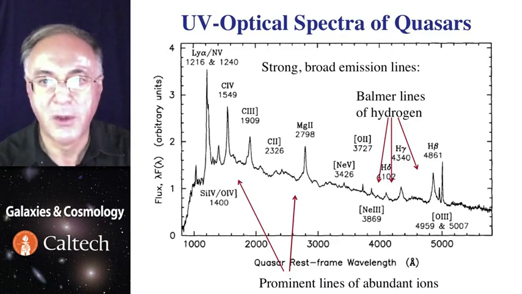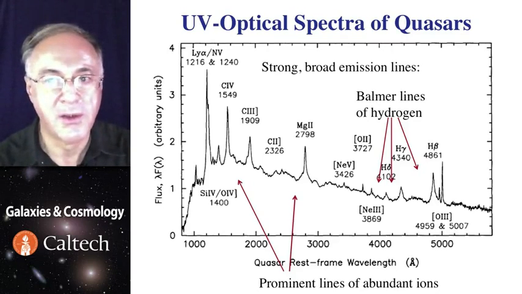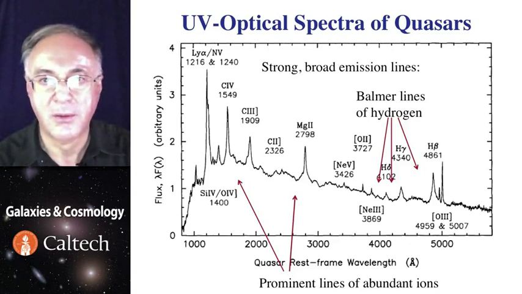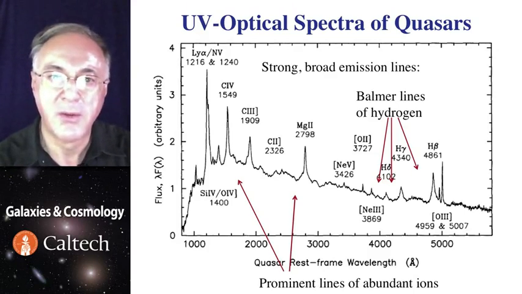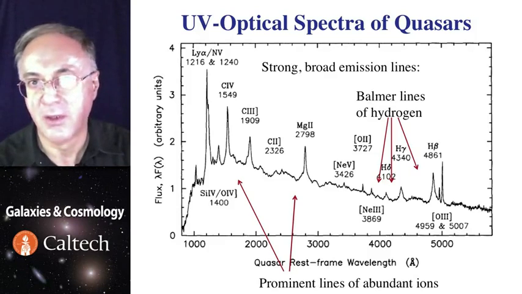There is a strong blue continuum, and superposed on it are strong emission lines. There are broad emission lines, which are Doppler broadened by the motion of the clouds, which can be thousands of kilometers per second, but there are also narrow emission lines, which come from clouds moving further away from the black hole and mostly probing the potential well of the host galaxy, not the black hole itself.